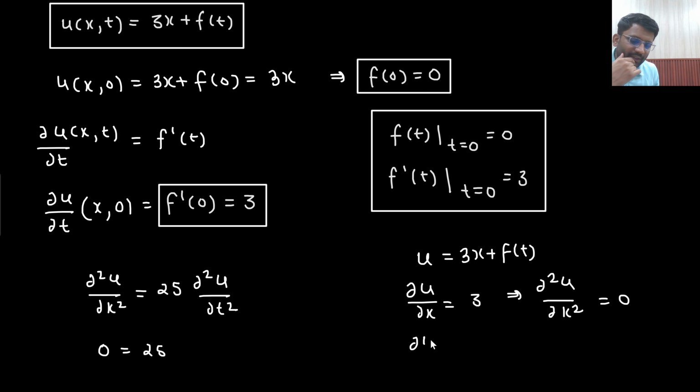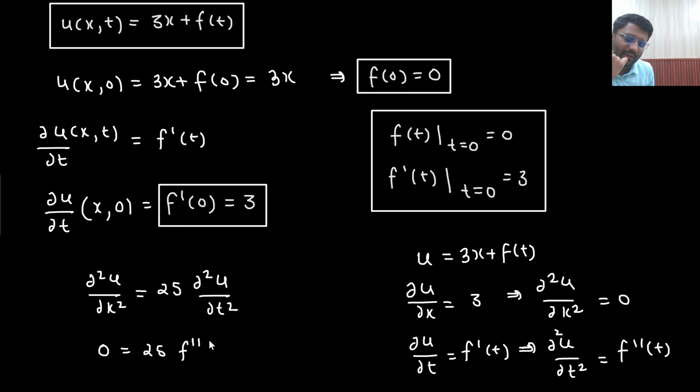Now you partially differentiate your u with respect to t. What answer will you be getting? So this will be gone. I will be getting f dash t. Then again you partially differentiate your u with respect to t. What answer are you getting? F double dash t. Right? So this will come out to be f double dash t. So from here you are getting that f double dash t is coming out to be 0.